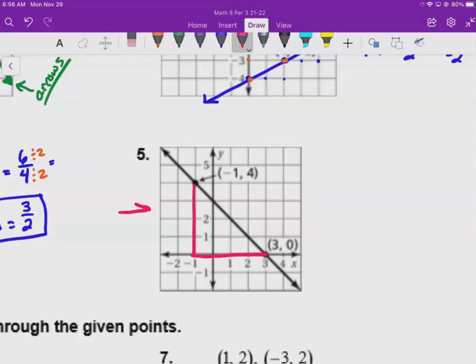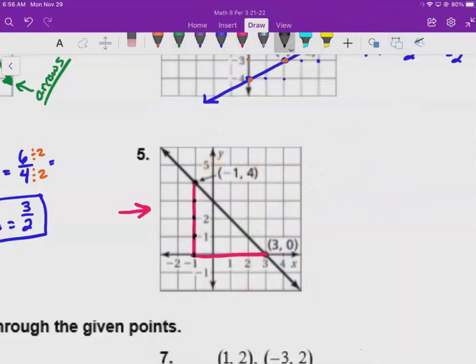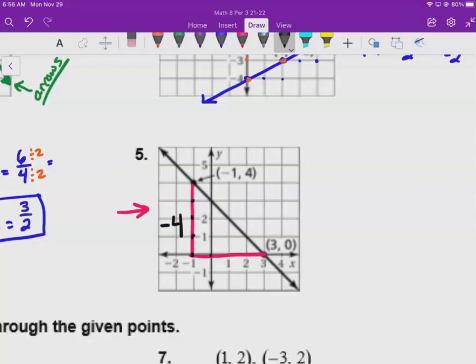Okay, left to right. So you have to go from this side. Now, am I counting up or am I counting down? I'm counting down. So I've got 1, 2, 3, 4. Oops. So I've got -4. And then from here to here is 1. Here to here is 1. Here to here is 1. Here to here is 1.